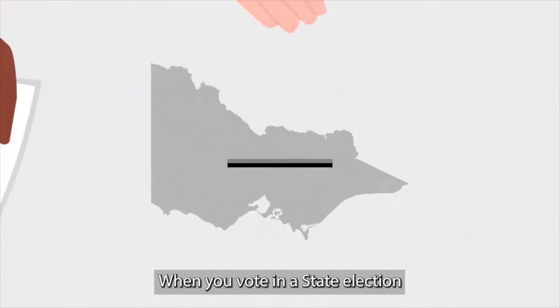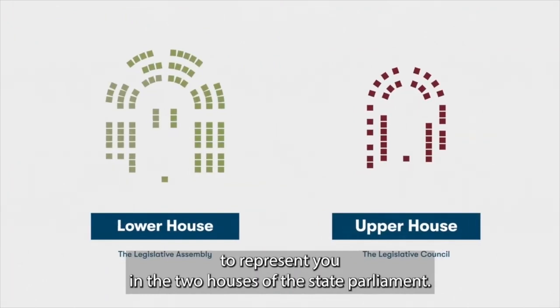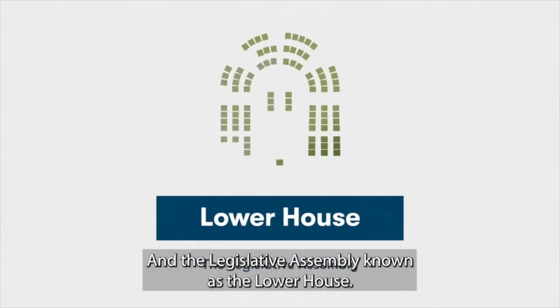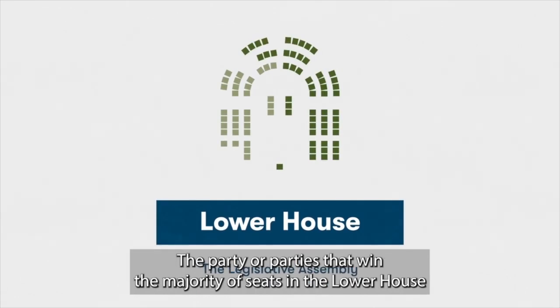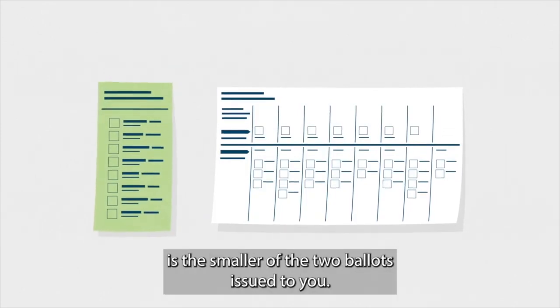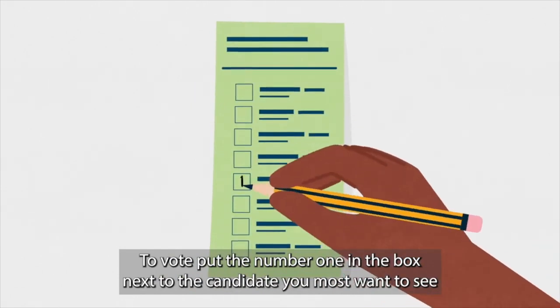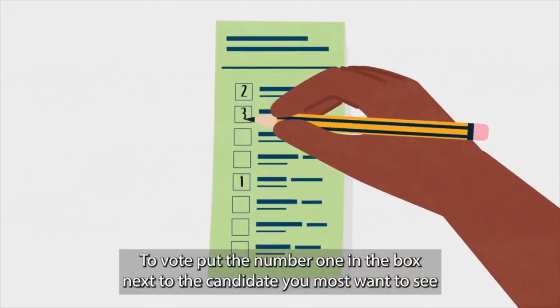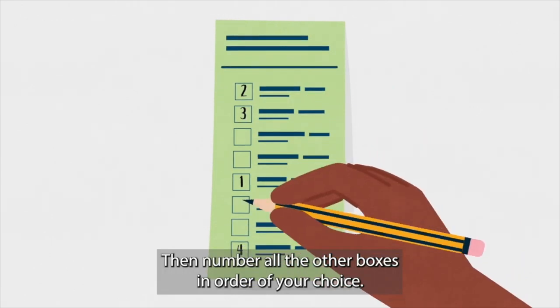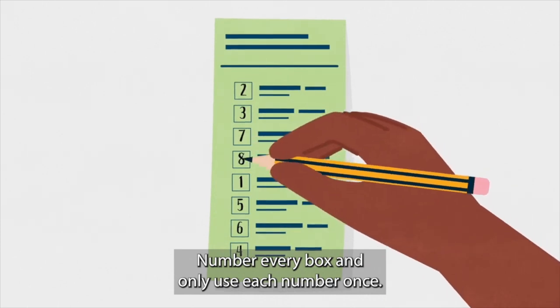When you vote in a state election, you're voting for who you want to represent you in the two houses of the state parliament. There's the Legislative Assembly, known as the lower house. The party or parties that win the majority of seats in the lower house forms a government. And the Legislative Council, known as the upper house. The lower house ballot paper is the smaller of the two ballots issued to you. To vote, put the number 1 in the box next to the candidate you most want to see elected. Then number all the other boxes in order of your choice.